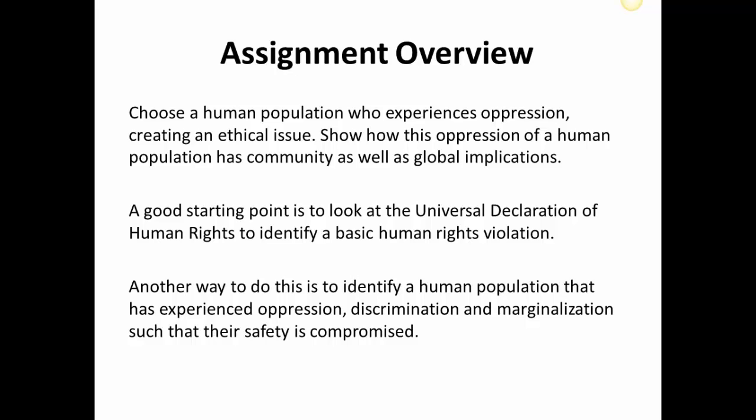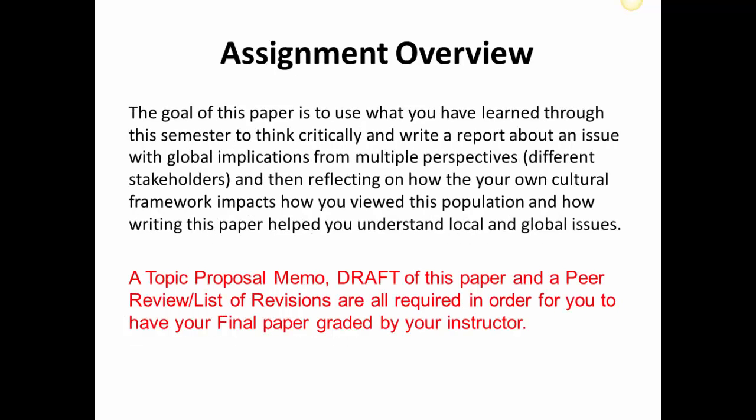violation. Another way to do this is to identify a human population that has experienced oppression, discrimination, and marginalization such that their safety is compromised. More of the assignment overview. The goal of this paper is to use what you have learned through this semester to think critically and write a report about an issue with global implications from multiple perspectives, different stakeholders, and then reflecting on how your own cultural framework impacts how you view this population and how writing this paper helped you understand local and global issues.